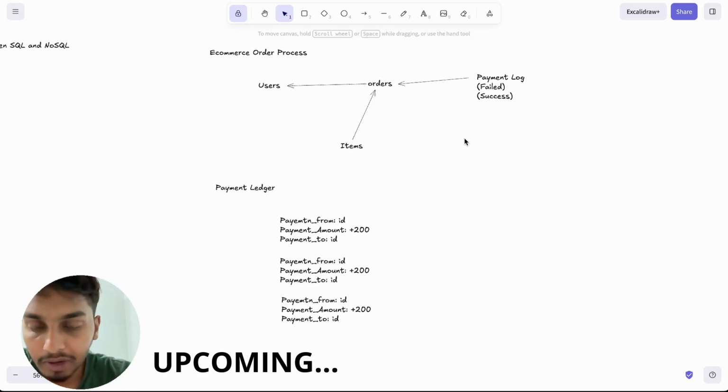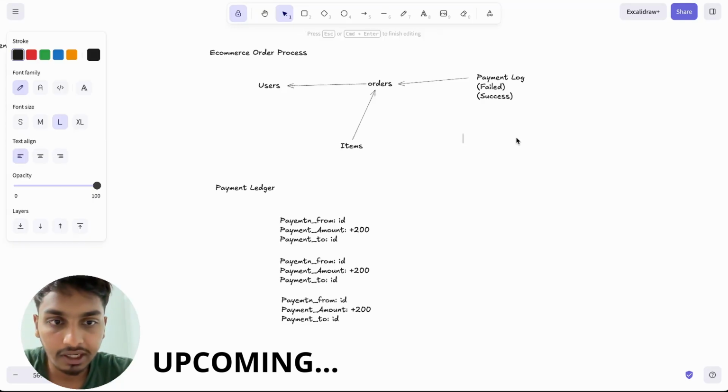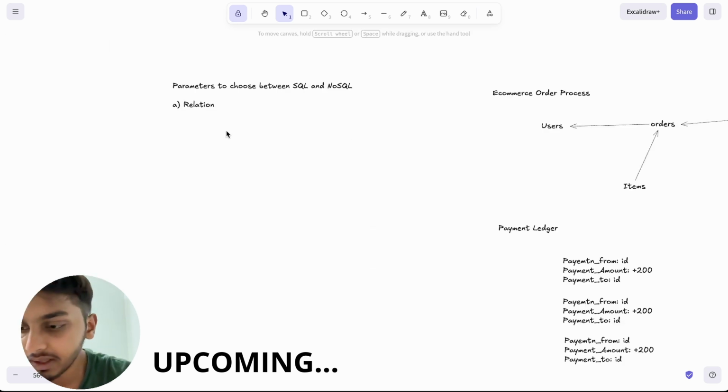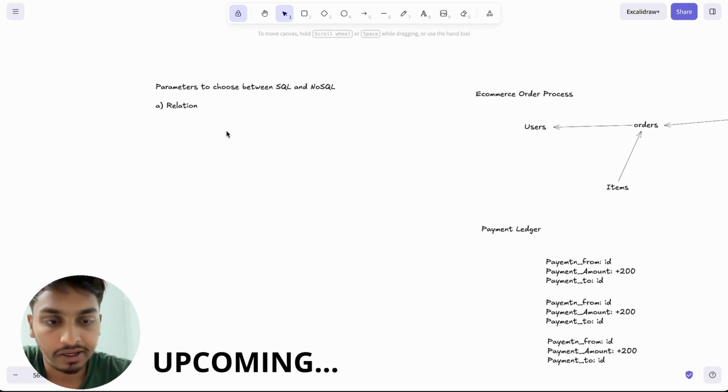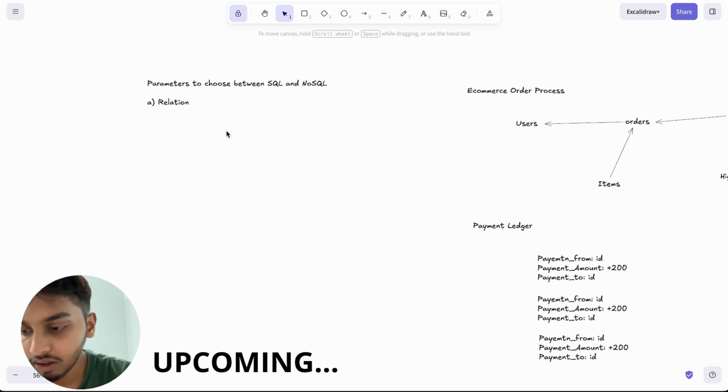Why do we need proper relationship? Because we need high read throughput. A lot of people say that ACID compliance or consistency compliance is the primary difference between SQL and NoSQL, but that's not true. You must have seen that MongoDB is primarily designed for ACID compliance.